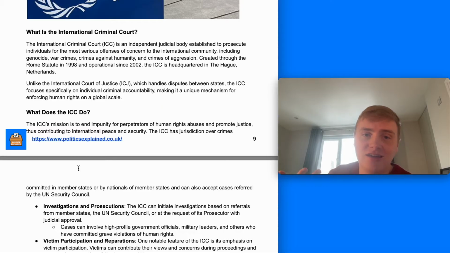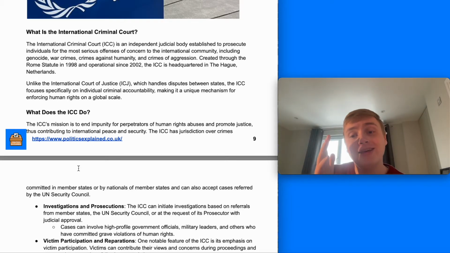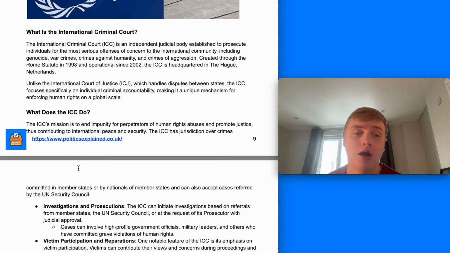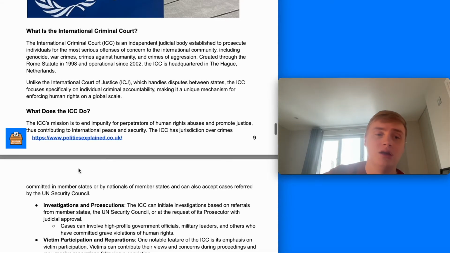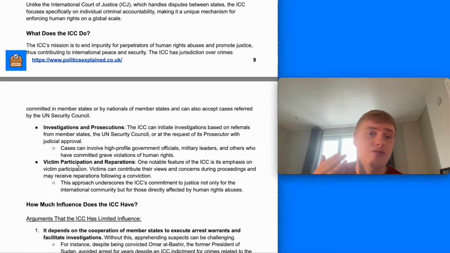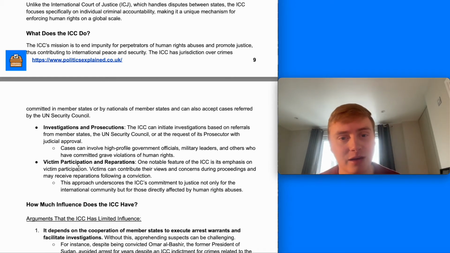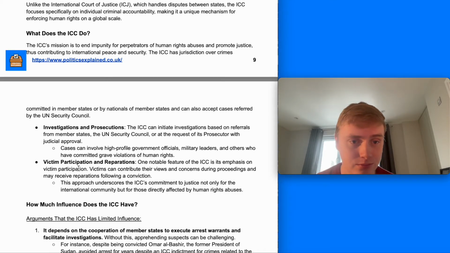As with the ICJ, it's headquartered in The Hague. Unlike the ICJ, which handles disputes between states, the ICC focuses specifically on holding individuals accountable, so individual criminal accountability, and that makes it a unique mechanism for upholding human rights on a global scale. So, its mission is to really end impunity for perpetrators of human rights abuses and promote justice, and it has jurisdiction over crimes committed in member states or by nationals of member states, and can also accept cases referred by the UN Security Council.